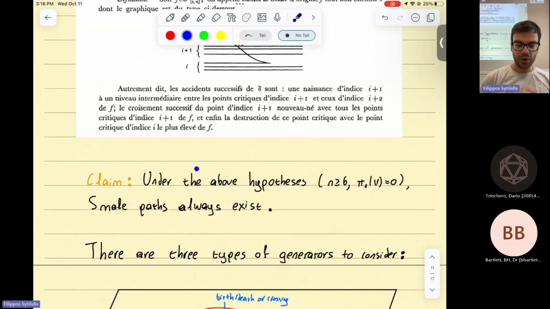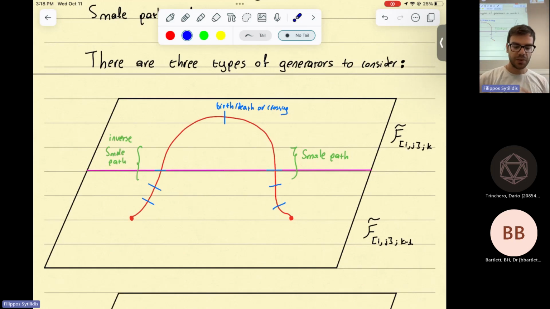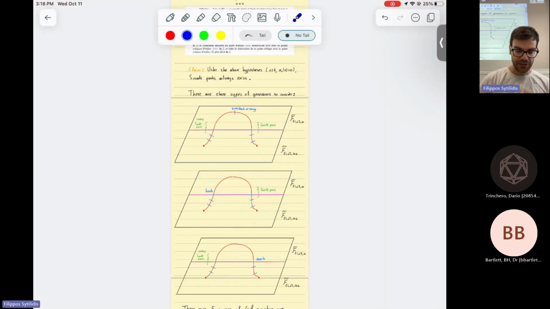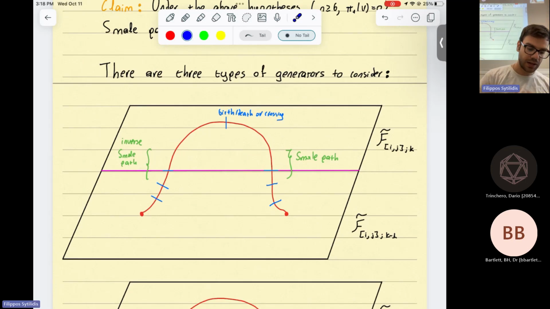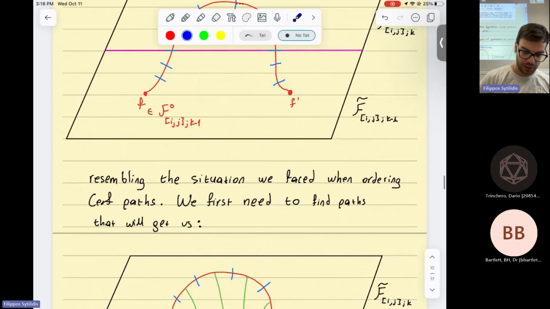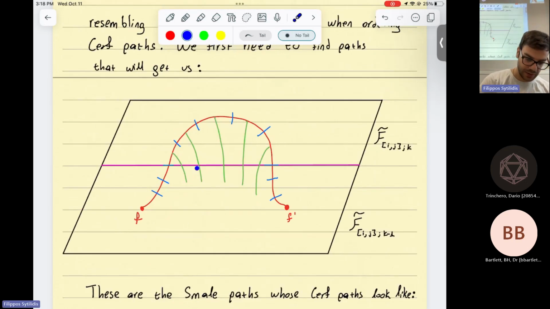And under the above hypothesis, I'm not going to go through the proof, but under the above hypothesis, Smale paths always exist. So I can always find those green lines. And as a result, there are 3 cases that I have to worry about in order to kill stuff. It's this case where here I have an inverse Smale path, here I have a birth-death recrossing, and here I have a Smale path. So this corresponds to something like this.